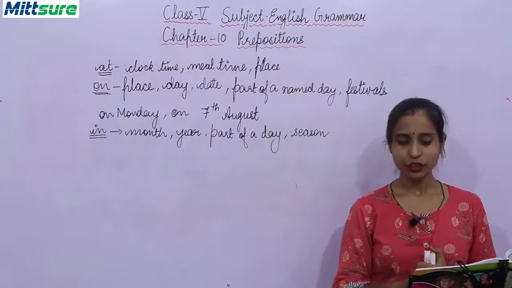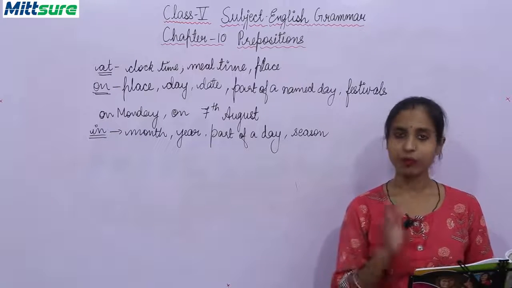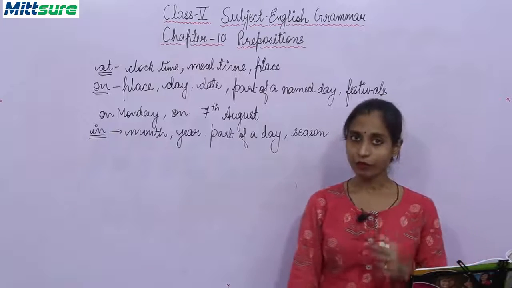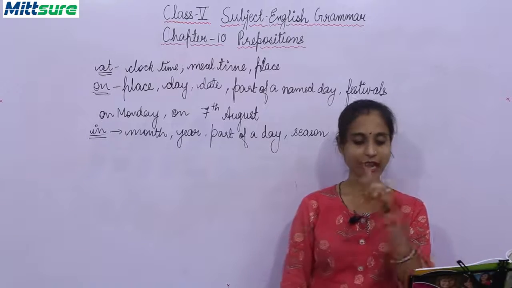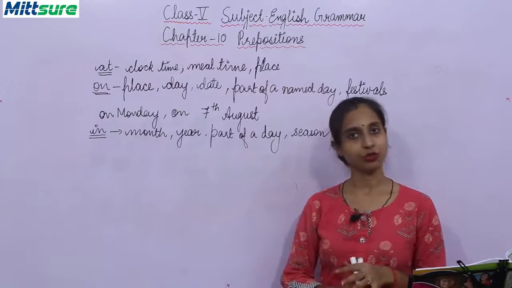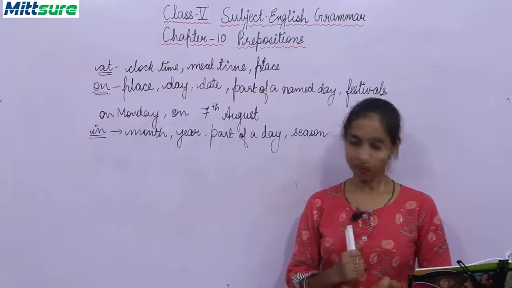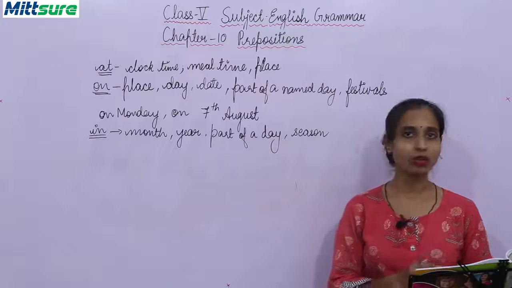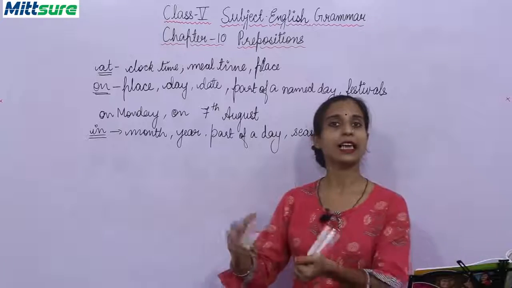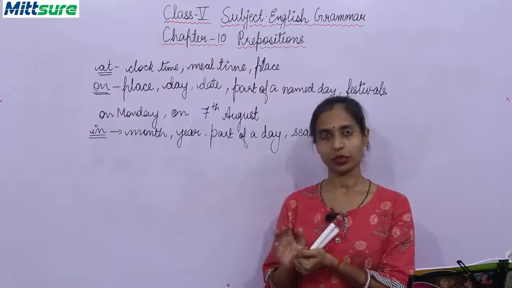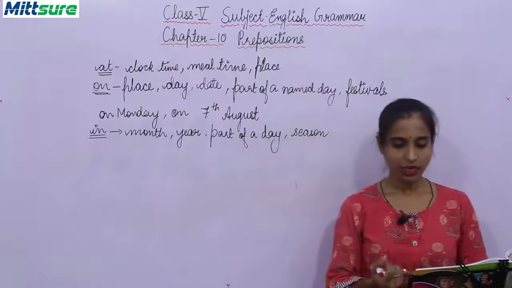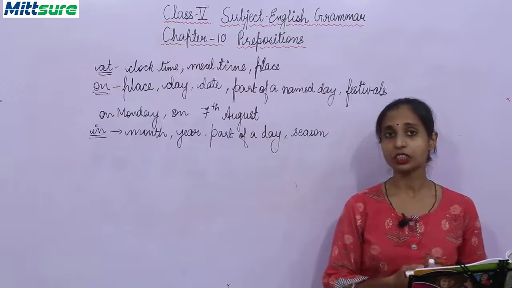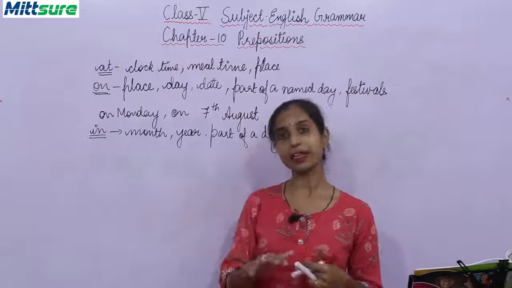Next point, we do not use a preposition before last, next or this. Before last, next and this, we are not going to use any preposition. For example, I saw them last night. Now, you will not say I saw them at last night. No, last. She is coming next month. You will not say she is coming in the next month. She is coming next month.